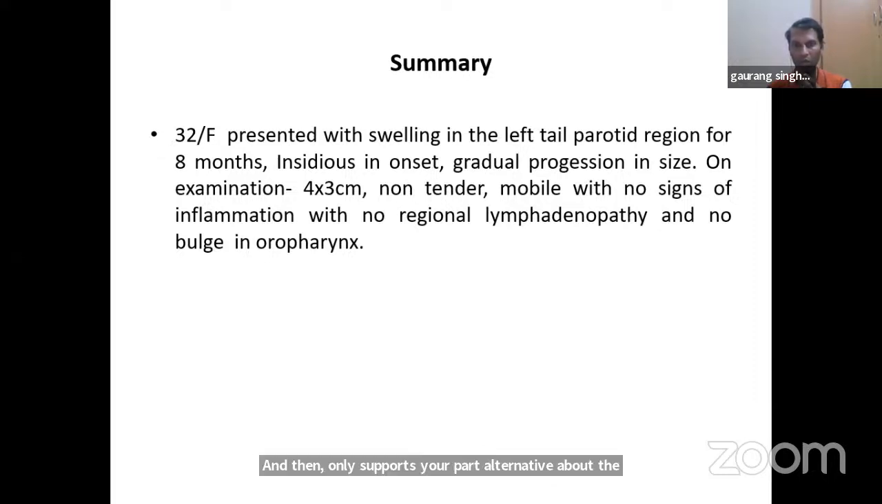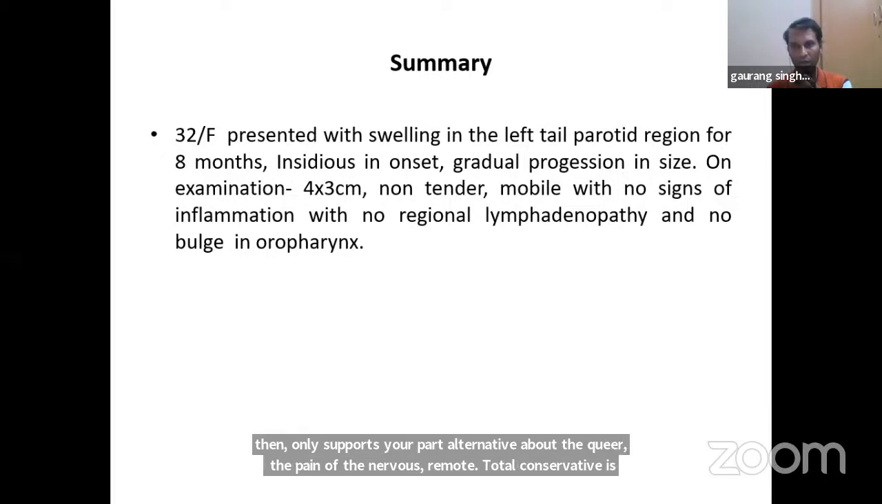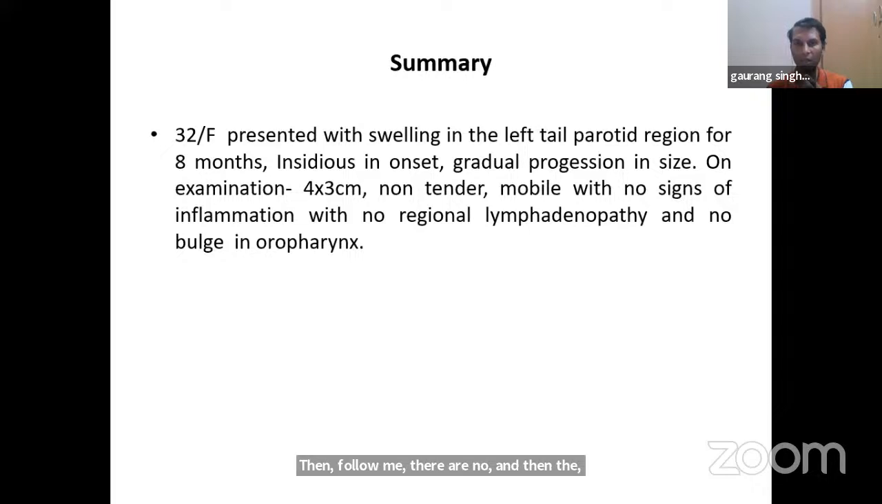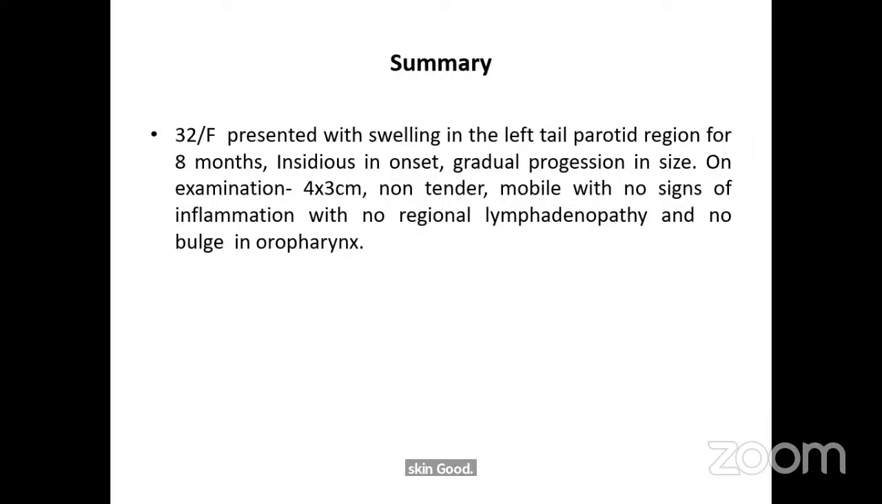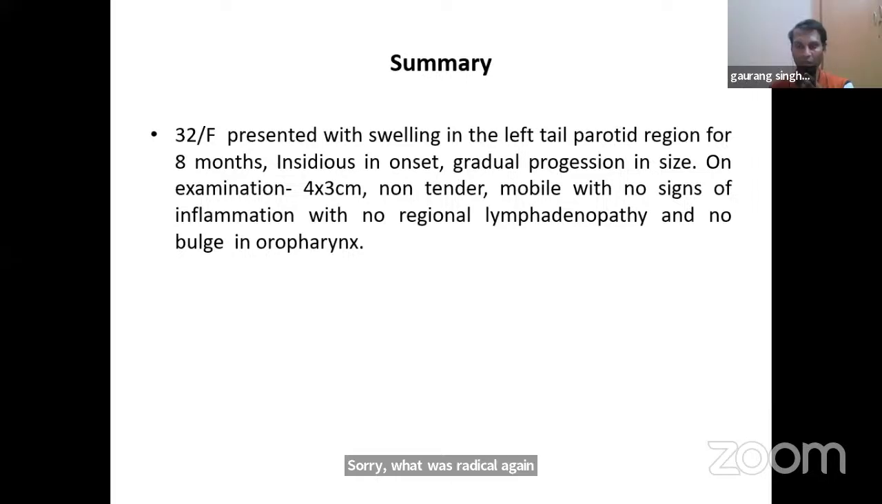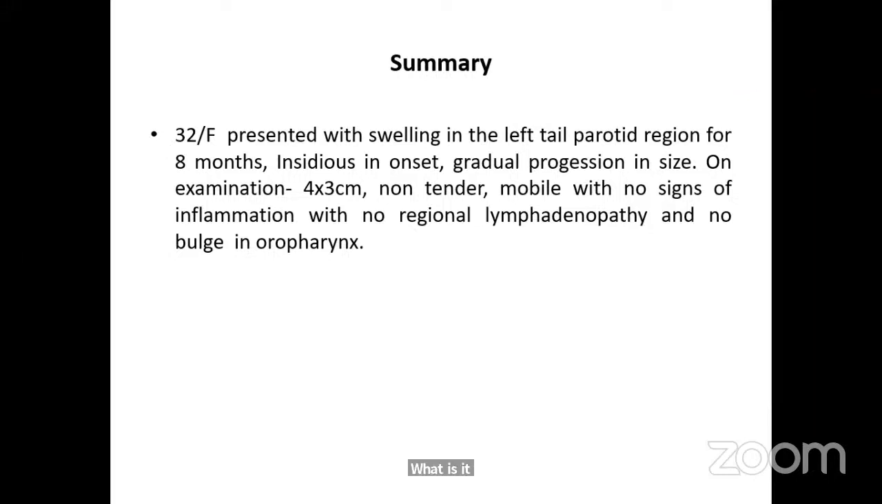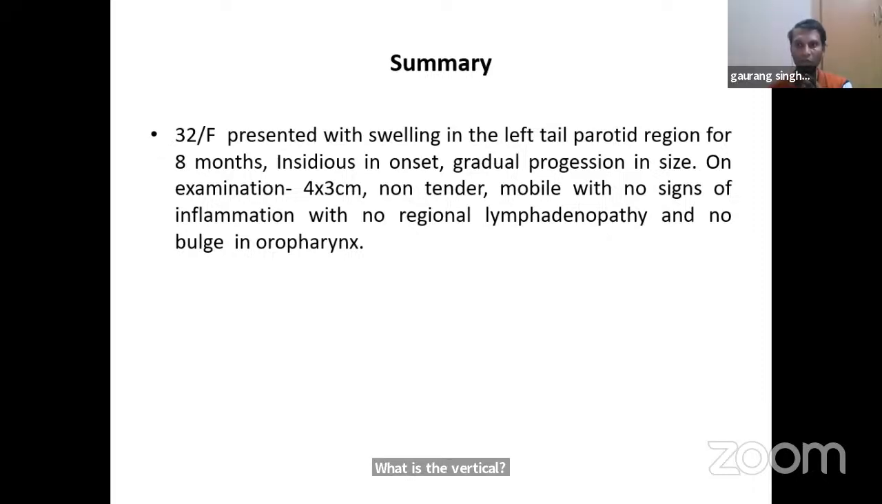Total conservative is where we remove the superficial lobe, followed by nerve sparing, and then we remove the deep part of the lobe. Then we have the radical parotidectomy, where in addition to that, we even remove the facial nerve and skin. Sorry, what was radical again? Radical is where we have an adjunct. Apart from the total parotidectomy, we remove the facial nerve. We also tie off the external carotid artery, and part of the skin is also removed in case it's infiltrated. And what's extended radical parotidectomy? Extended radical is where, if there is temporal bone involvement, we need to do temporal bone dissection. So it will be an extended radical form.